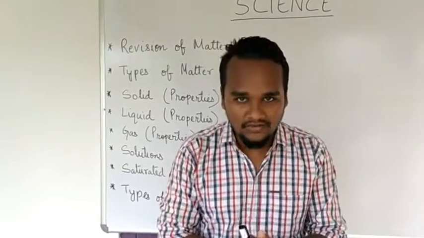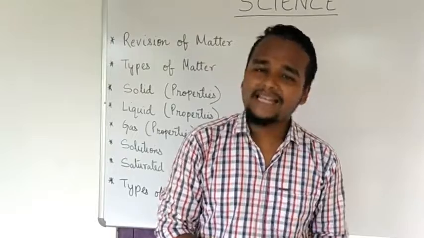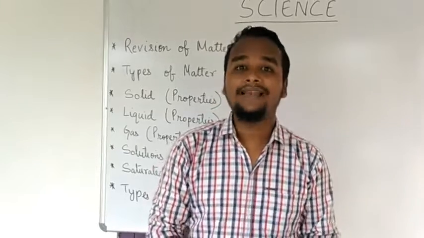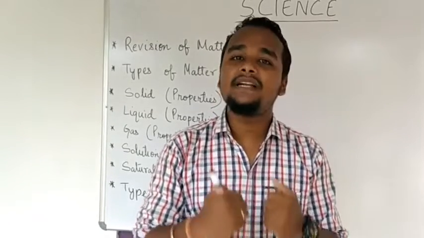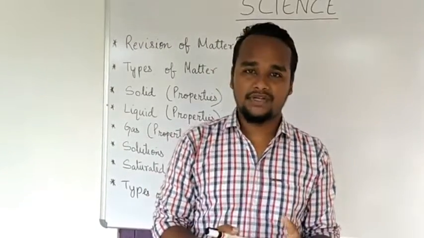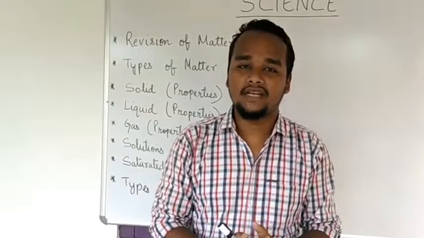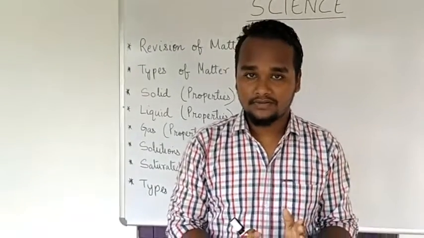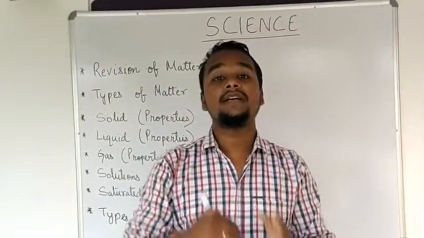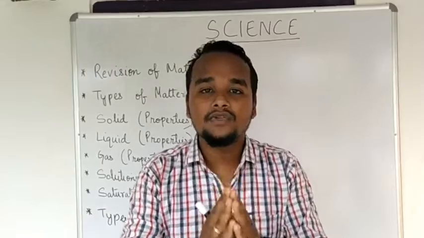Why? Because every solvent has a limit of dissolving solute into it. Clear? So that is what a saturated solution is. What is the definition of a saturated solution? When no more solute can be dissolved in a particular solvent at a particular temperature, then it is called a saturated solution. I am repeating the definition again: at a constant temperature, when no more solute can be dissolved in a particular solvent, it is called a saturated solution.